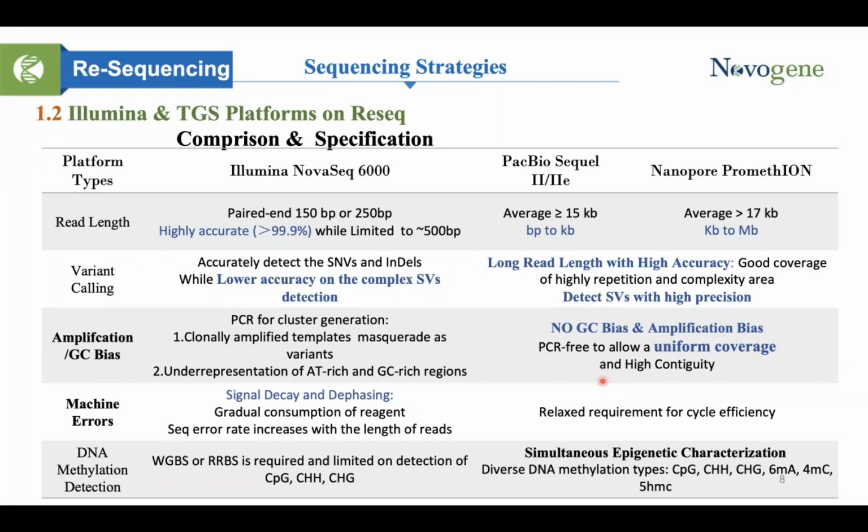Without PCR amplification involved in TGS, there is no GC bias or amplification bias, providing more uniform coverage and high contiguity. Theoretically, TGS is also flexible for simultaneous epigenetics characterization. Since TGS is able to detect native DNA fragments and reflect diverse DNA methylation types, these epigenetic signs can be marked as sequencing bases in real time without any specialized library preparation step like bisulfite conversion.